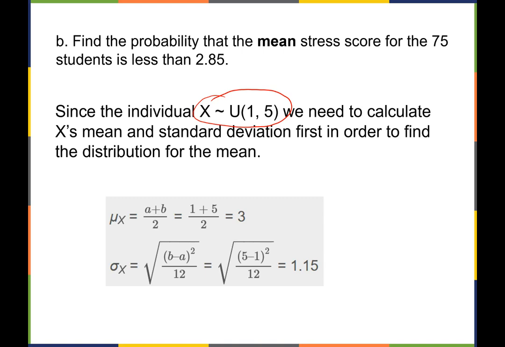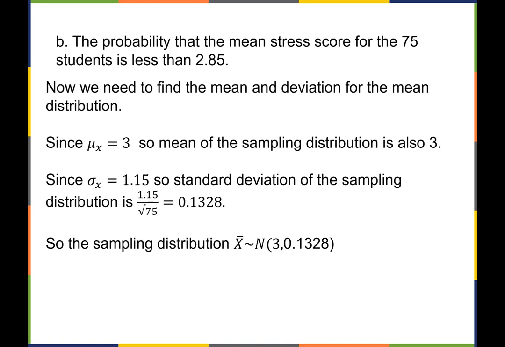Still can't answer this question yet, but we do have a little bit more information. Now, we need to find the mean and the standard deviation for the mean distribution of the sample of 75 students. So since the original distribution's mean was 3, remember the mean of the sampling distribution is also 3.